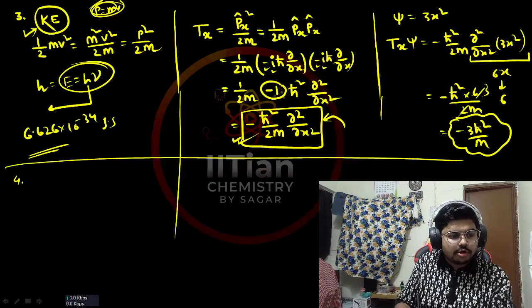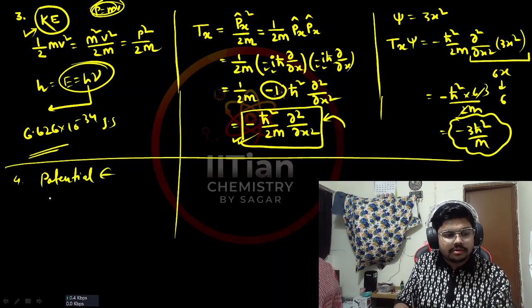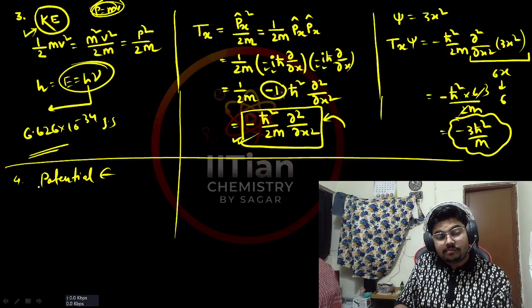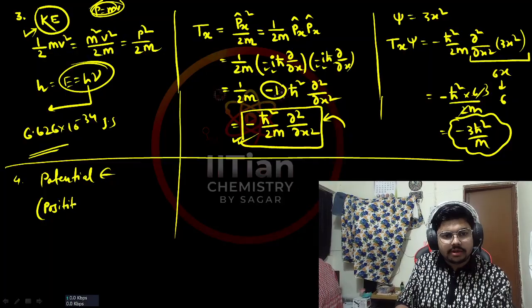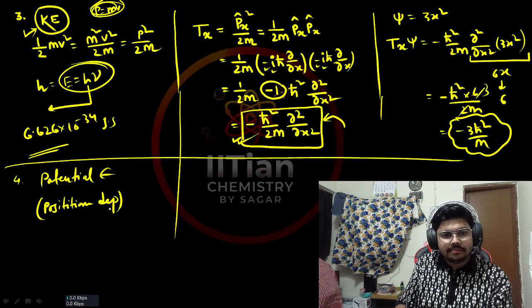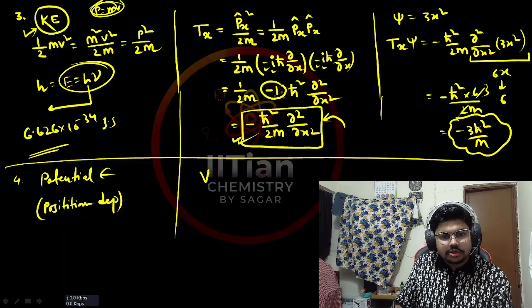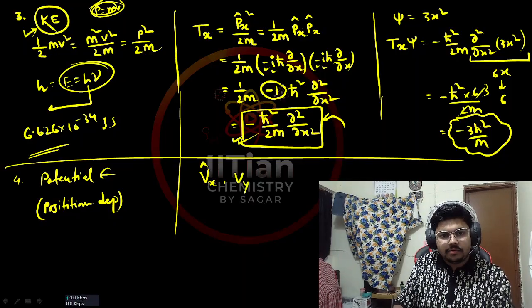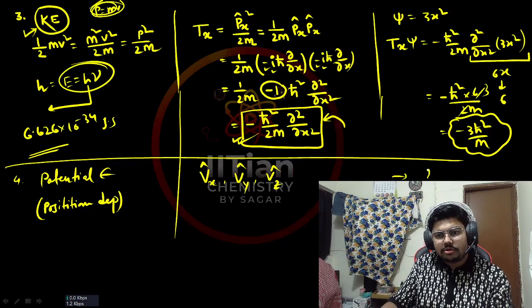Fourth thing, potential energy. In classical mechanics, it is a position dependent phenomenon. In quantum mechanics, it will also be position dependent. So it is denoted by the V operator: V x in the x direction, V y in the y direction, V z in the z direction, and its function will just be multiplying, like position. Okay.